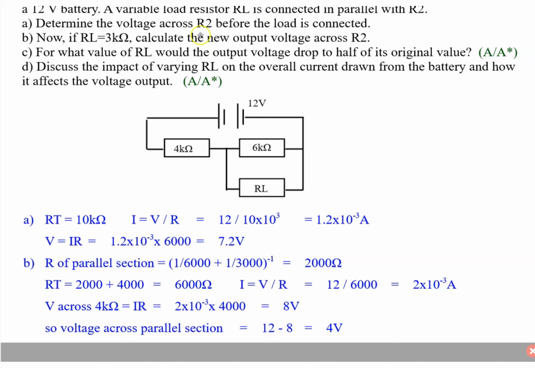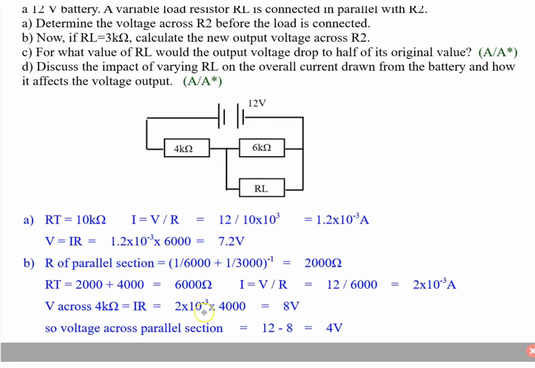I suppose what we need to do is just work out whatever we can find. If I know that RL is 3000, I can find the resistance of the parallel section. So 1 over 6000 plus 1 over 3000, find the reciprocal, we get 2000. Makes sense because it's slightly less than 3000. The parallel section is in series with 4000, so we add the 2000 and the 4000 together to get 6000. I can find the total current, I equals V over R, so 12 divided by 6000 is 2 milliamps. I can then find the voltage across the 4 kilo, because I know the current and the resistance.